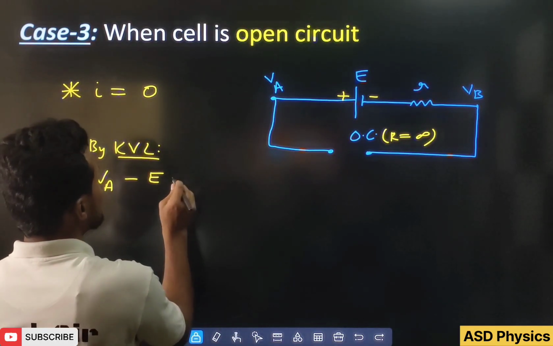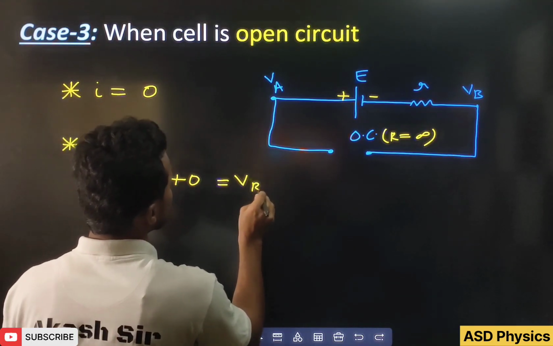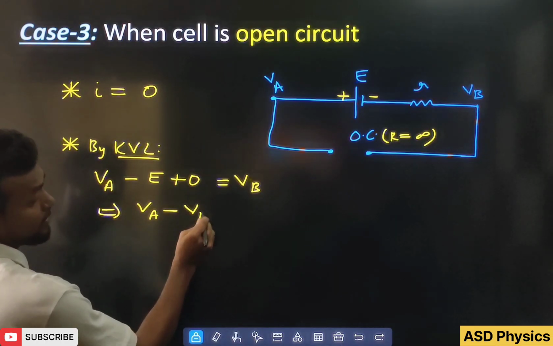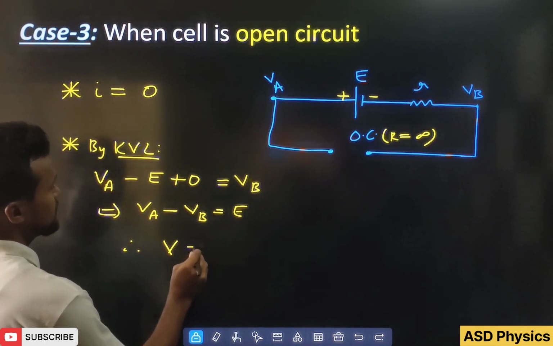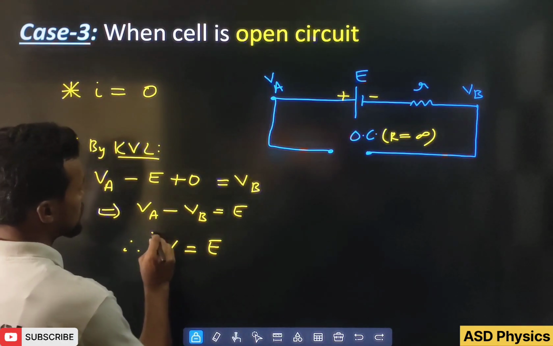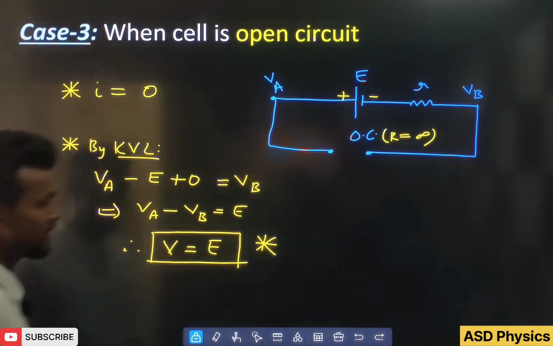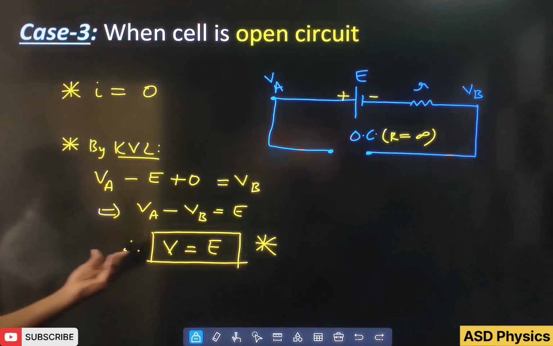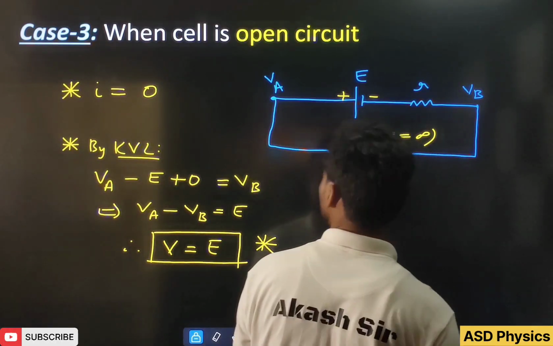That means in the resistance the drop is 0, the current is 0, and we have reached point B. So you can see VA minus VB is equal to E. That means the terminal voltage is V equal to E, remember that very well. The terminal potential difference, very important, when the cell is open circuit, is equal to the EMF of the battery, okay, great.